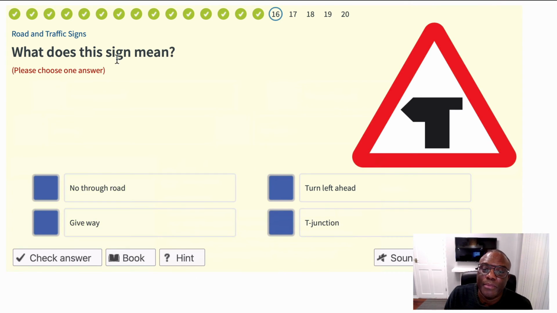Sixteen, what does this sign mean? Again, triangle, so it's warning you that's a T junction.